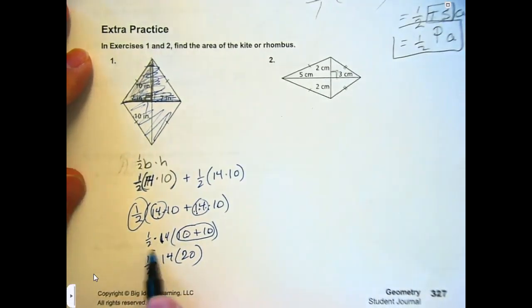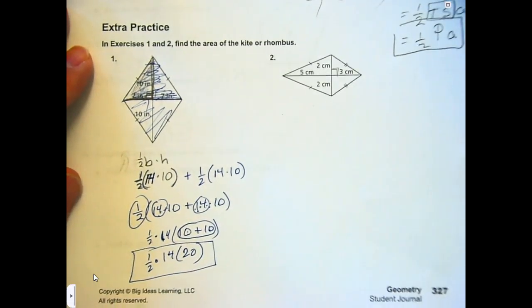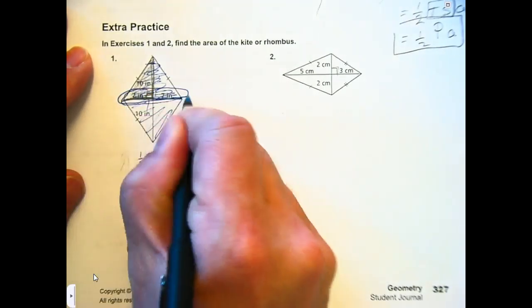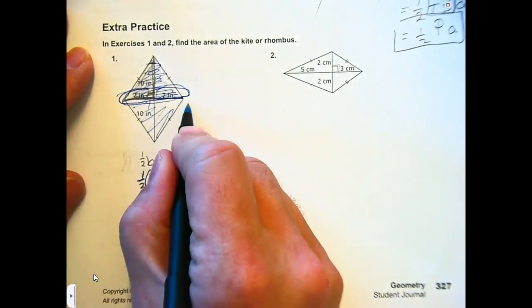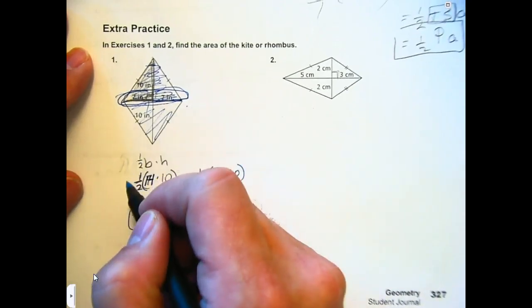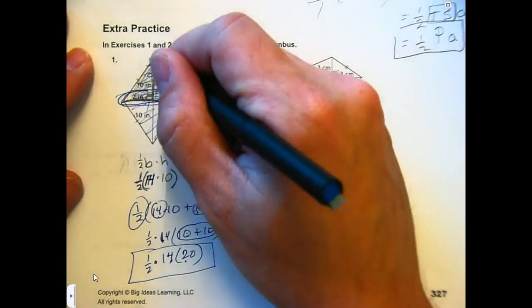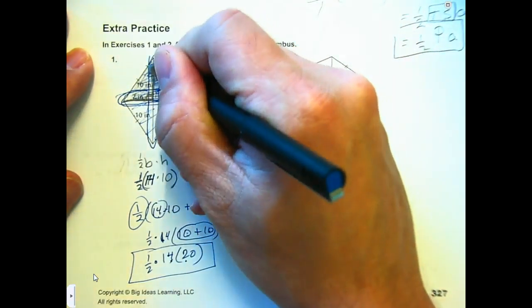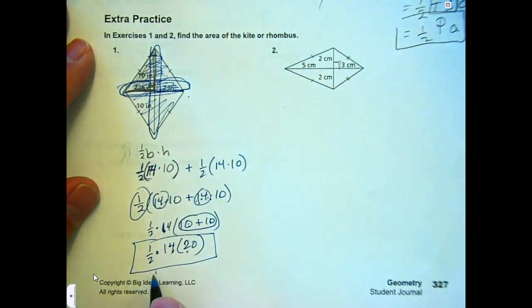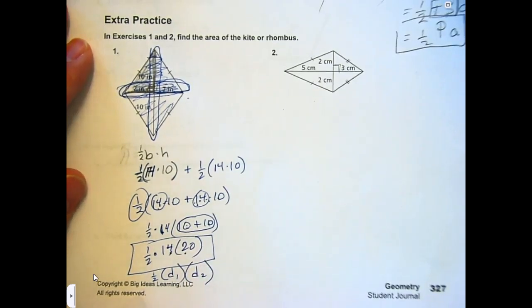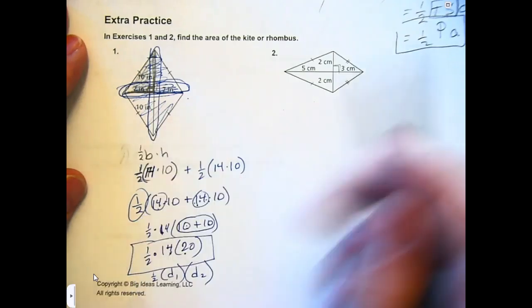Okay, now looking at what we're left with right here. You have 1/2. What's 14 represent? Base, but it's also the length of one of your diagonals. What's the 20 represent? The height or the length of your other diagonal. So your formula is 1/2 times diagonal 1 times diagonal 2. That is the formula for finding the area of a rhombus.